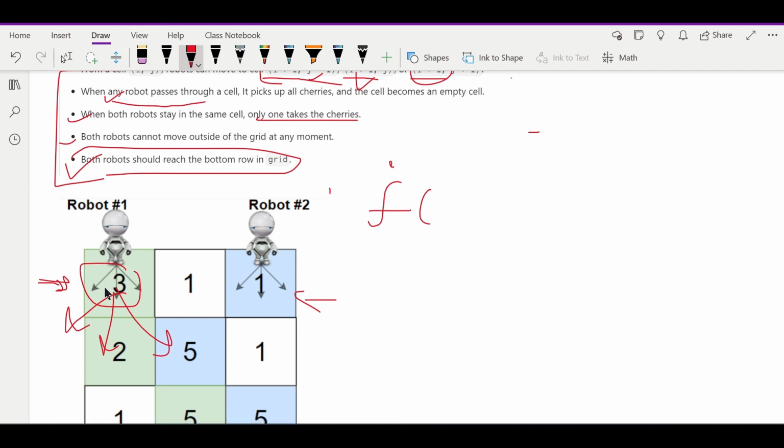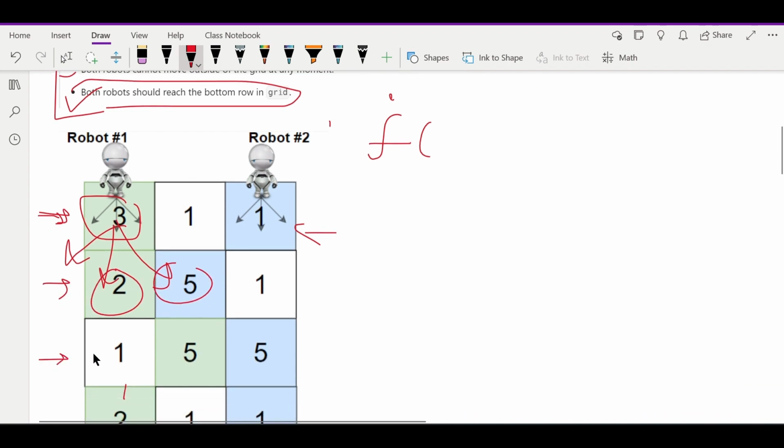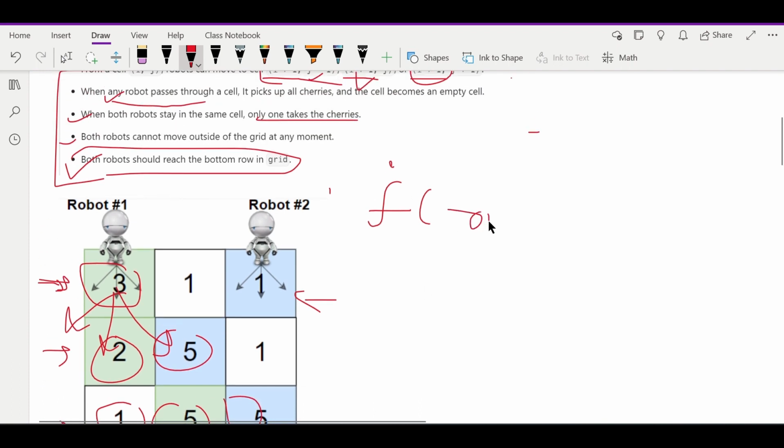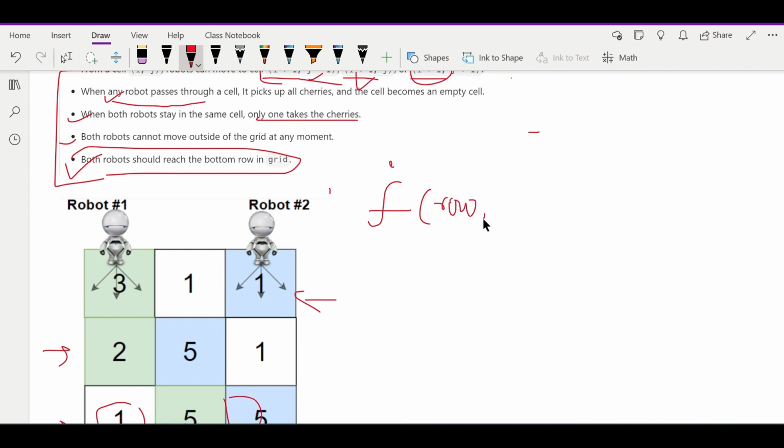When they make one move, both the robots come to the second row, and when they make a third move, both the robots come to the third row, right? So the row is the same for both the robots. So I don't have to keep track of the row separately for both the robots. I would just have to take a common symbol that keeps track of the rows of both the robots.